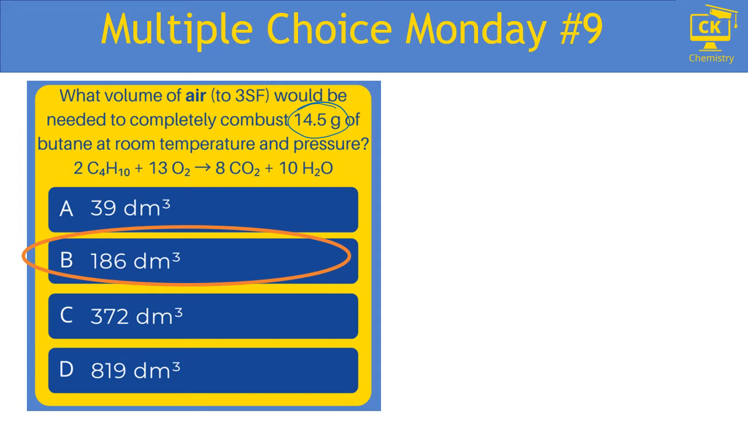So the formula of butane is C4H10, and that means my MR is 12 times 4 plus 10, which gives me an MR of 58. And so my moles is going to be 14.5 divided by 58, which gives me 0.25 moles of C4H10.